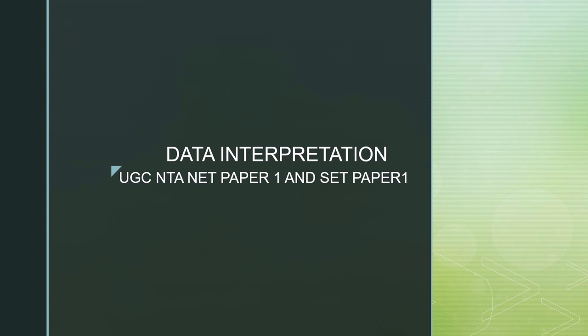What is data interpretation? It is basically drawing conclusions from comprehensive data presented in tabular or graphical form, such as a graph, pie chart, bar chart, etc. The main part of data interpretation is that it is based on some mathematical and statistical skills. To solve this part, we need some mathematical and statistical skills. Here I will also discuss this topic.